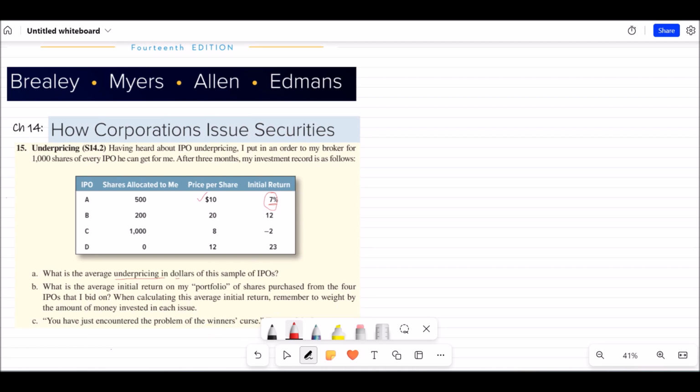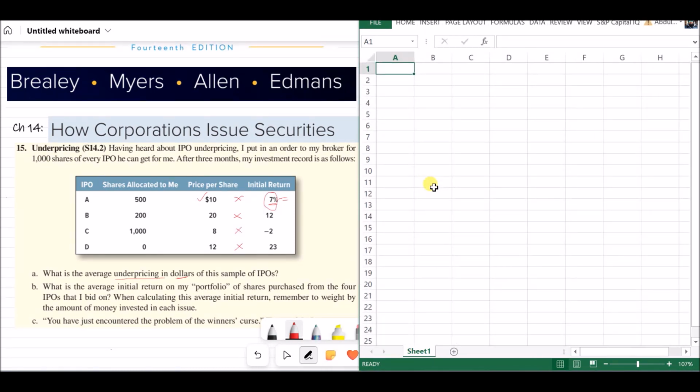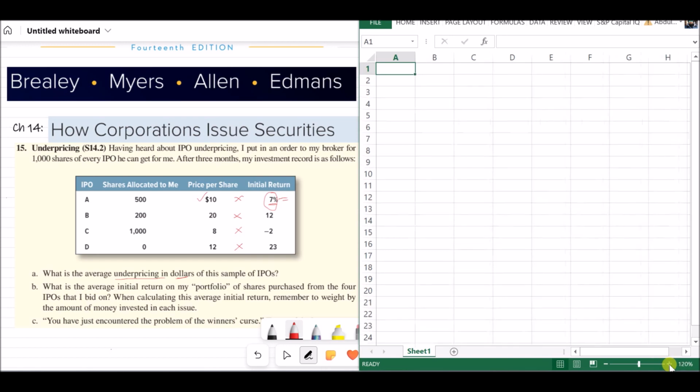So we have to calculate this underpricing in dollars. It's very simple. What we can do is we multiply the share price with the initial return, 7%. So it will give us the underpricing in dollars. Similarly, for all these 4 options, I will use Microsoft Excel to calculate this. Hope it's visible.